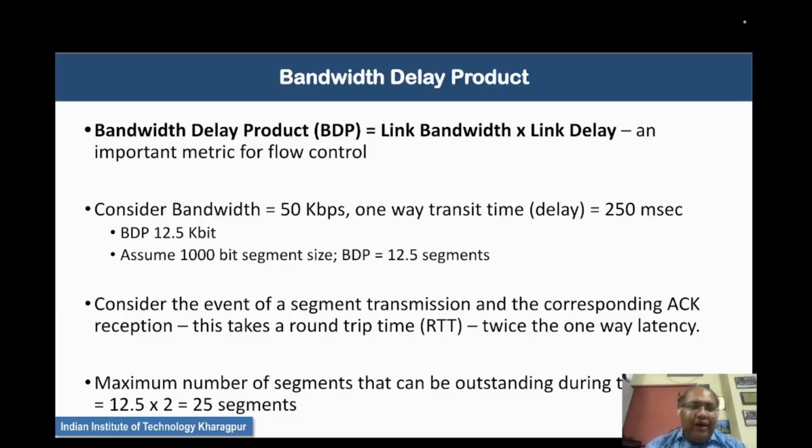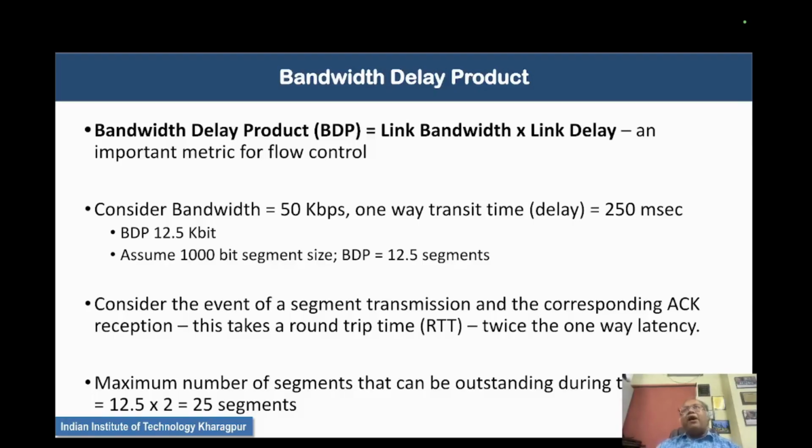As an example, consider that the bandwidth is equal to 50 kilobyte per second and the one-way transmit time, say the delay, is 250 millisecond. So your bandwidth delay product, or BDP, will be 50 into 250 converted to second, approximately 12.5 kilobit. Now, if you assume a TCP-like protocol where 100 bit is used for the segment size, your BDP is approximately 12.5 segments. So what does BDP signify?